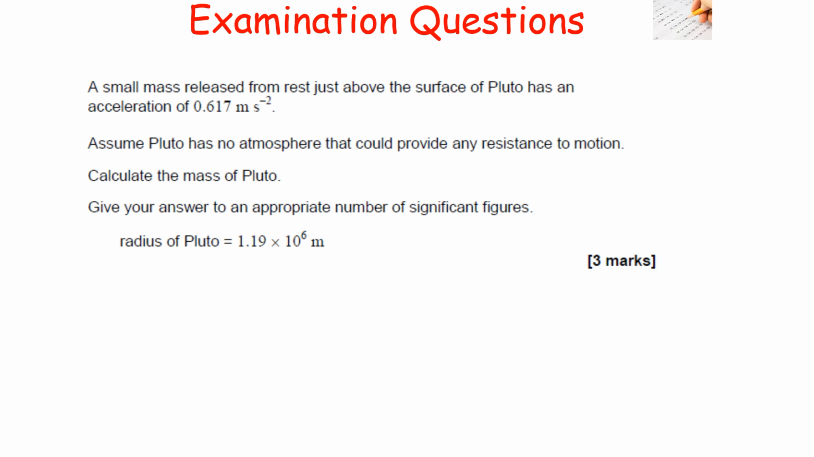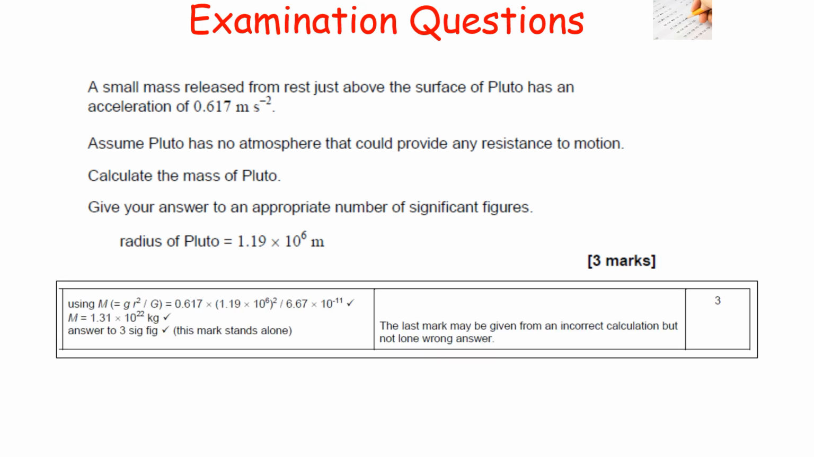Now it says a small mass is released, so what we can say is that F is equal to G big M, which is the mass of Pluto, the mass of the thing producing the gravitational field, times small m, the mass of the small mass, divided by r squared. What we can then do is rearrange it and make big M, the mass of Pluto, the subject: big M is equal to g r squared over big G, because now we've linked it into the acceleration due to gravity, where small g, the gravitational field strength, is GM over r squared.